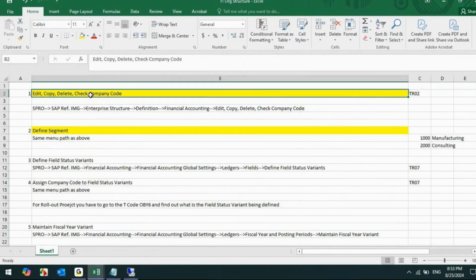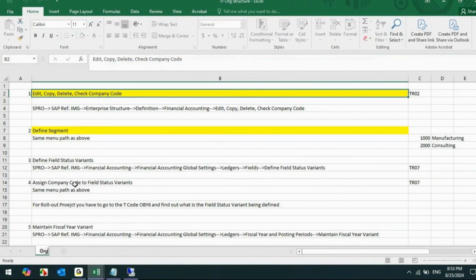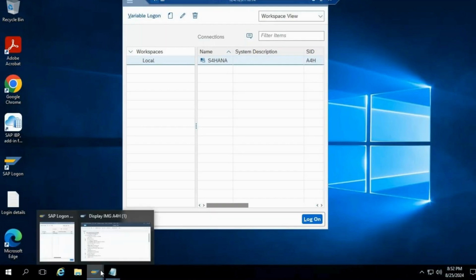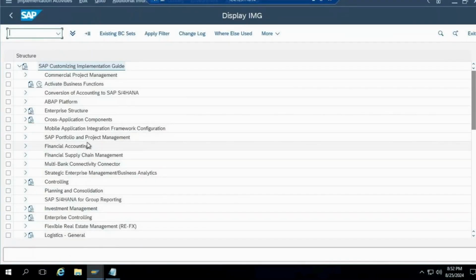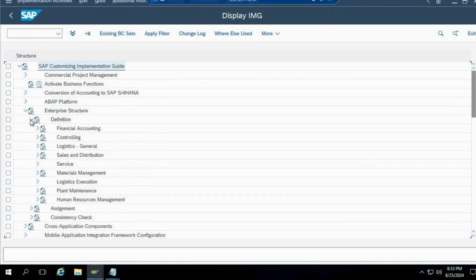Here I have mentioned the steps to be performed in order to maintain the org structure. So let me update this org structure. The first and basic thing is to maintain the company code. To maintain the company code, you go to the enterprise structure, definition, and don't worry.